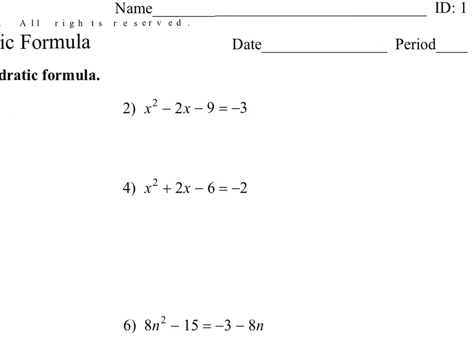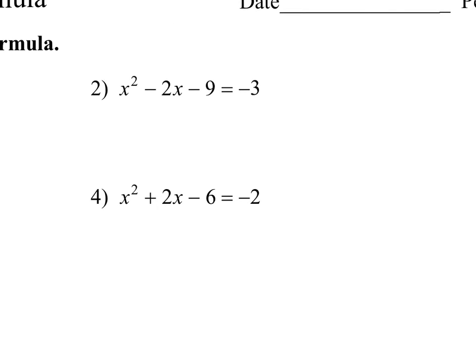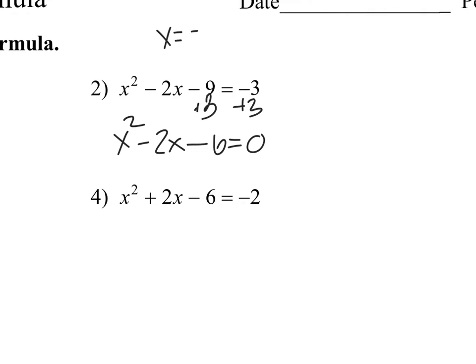Okay, number 2. So first thing, it's not set equal to 0. So I'm going to add my 3 over. And we get x squared minus 2x minus 6 equals 0. So we're going to use the quadratic formula again. So x equals negative b plus or minus the square root of b squared minus 4ac all over 2a.